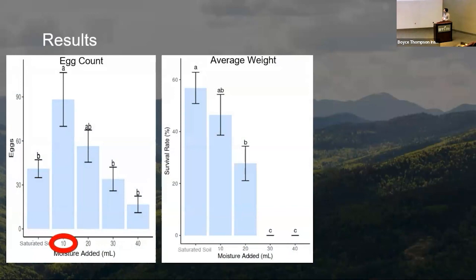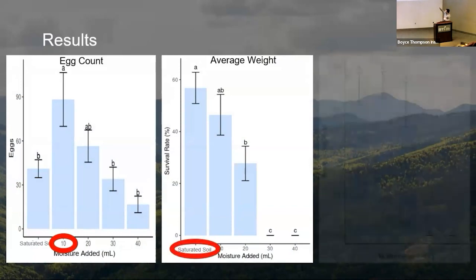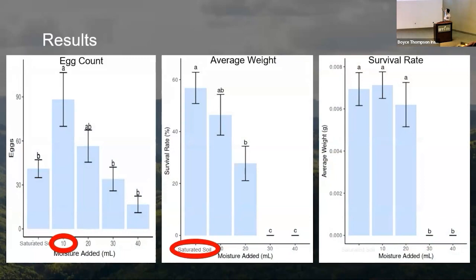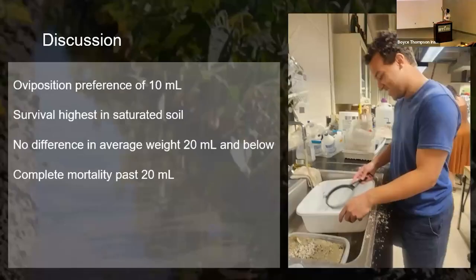With respect to our average weight, it decreased significantly. Our survival rate, rather, it decreased significantly at 20 milliliters, but was highest in the saturated soil. And our average weight was the same across the samples.